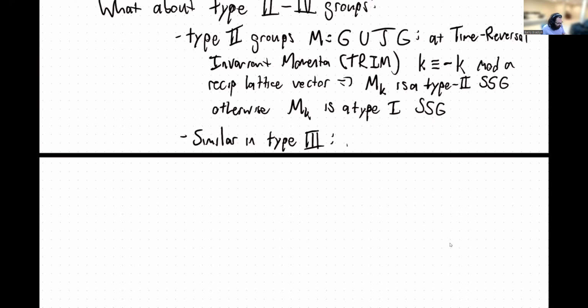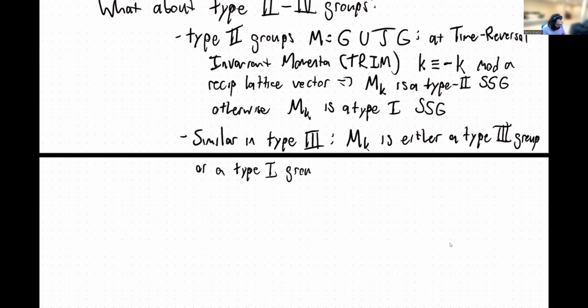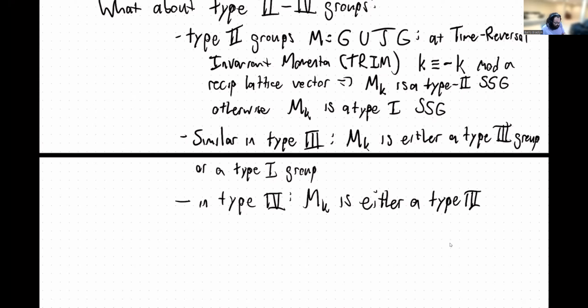So in type 3, the little group of any K point is either a type 3 group or a type 1 group. And in a type 4 group, as you might guess, M sub k is either a type 3 group or type 4 group or type 1 group.